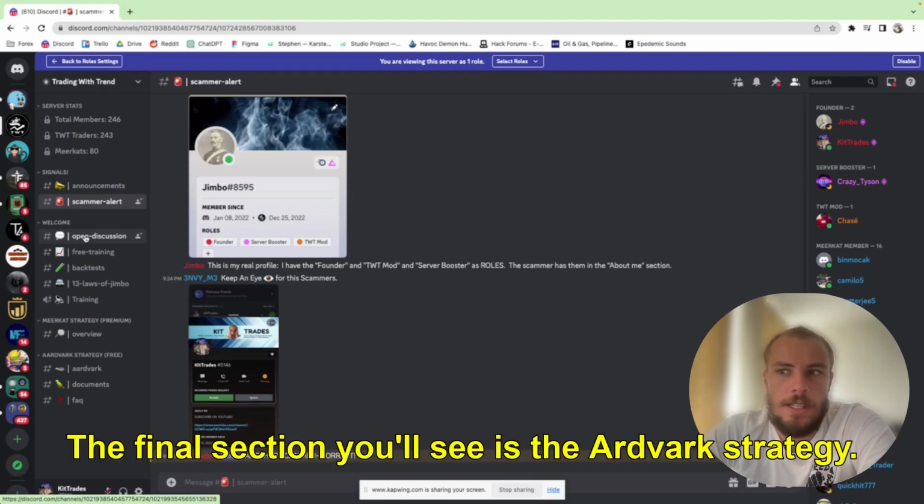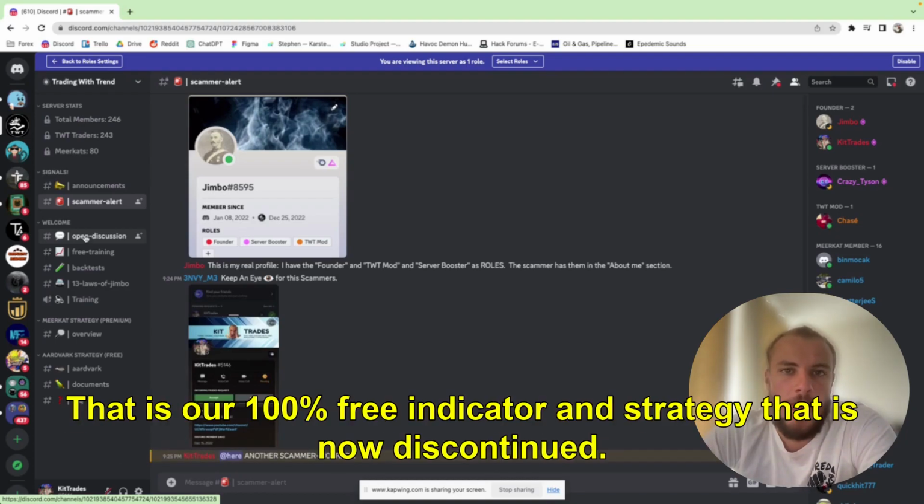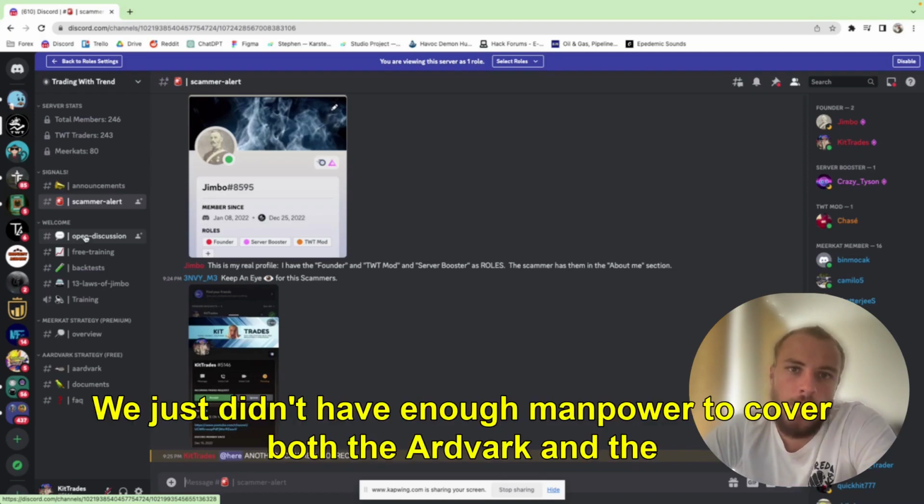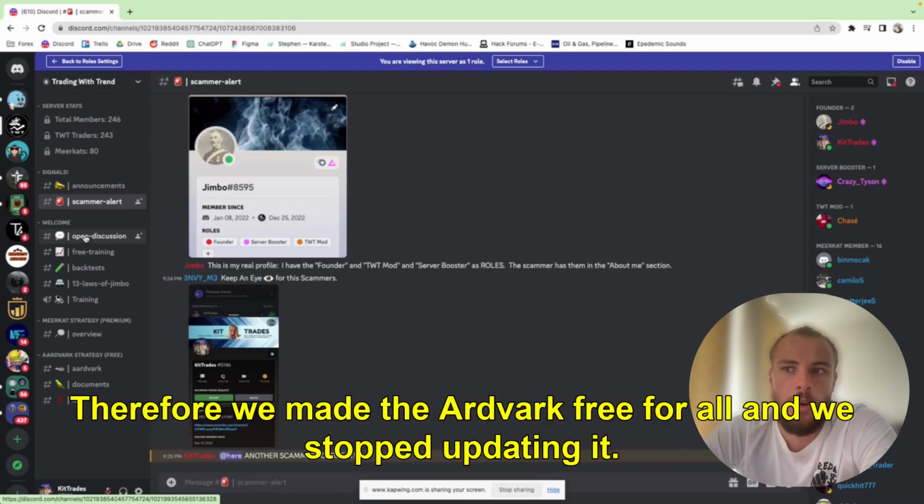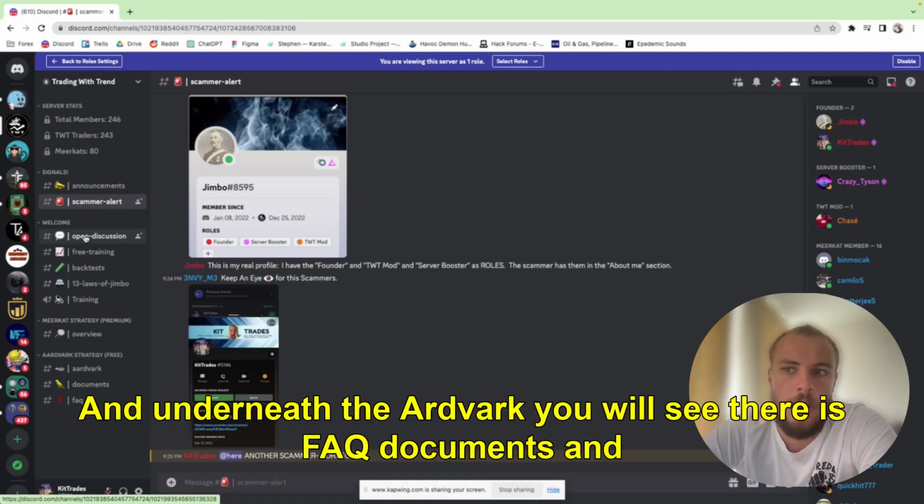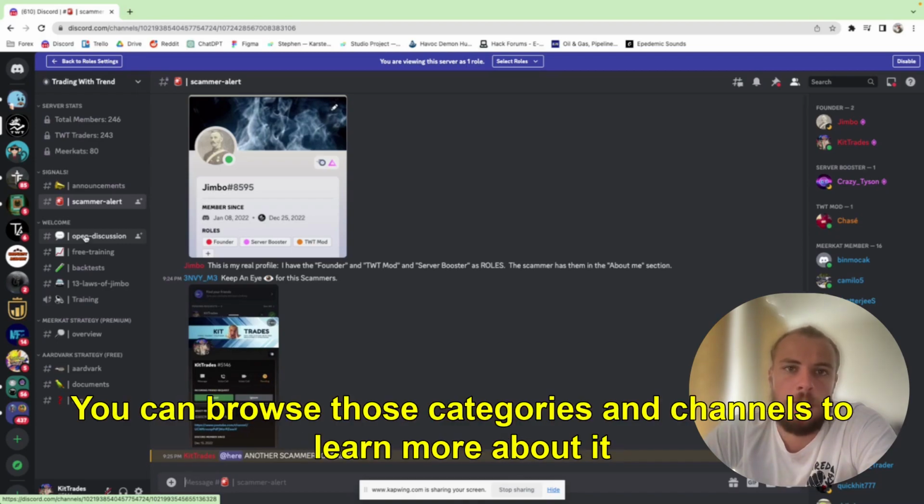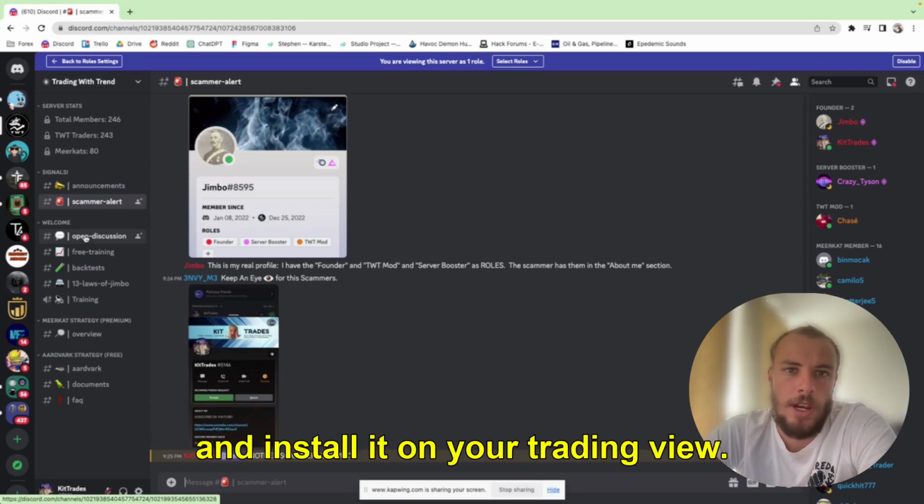The final section you'll see is the Aardvark strategy. That is our 100% free indicator and strategy that is now discontinued. The strategy still works great. We just didn't have enough manpower to cover both the Aardvark and the Meerkat. Therefore, we made the Aardvark free for all and we stopped updating it. And underneath the Aardvark, you will see there is FAQ, documents, and Aardvark. You can browse those categories and channels to learn more about it and install it on your TradingView.